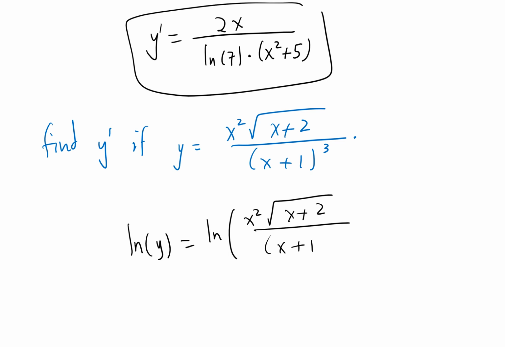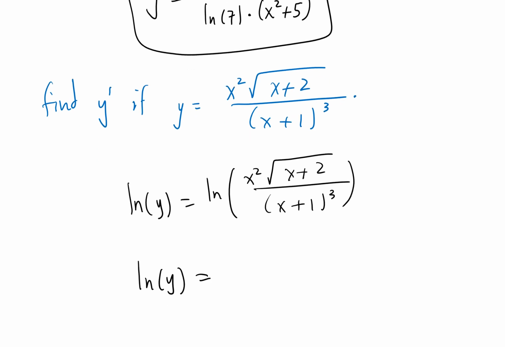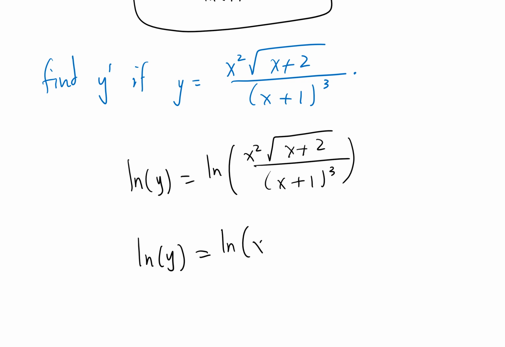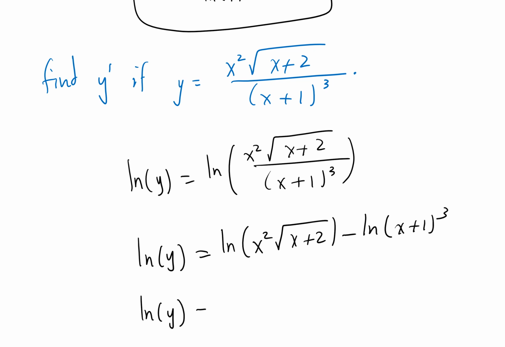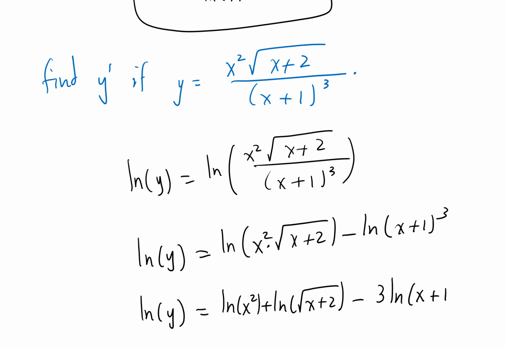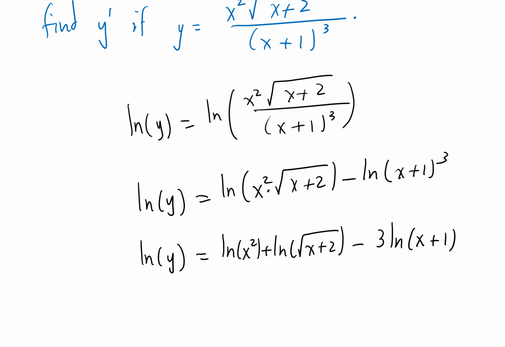For the left-hand side, nothing can be done, so we just bring it down. For the right-hand side, we do natural log of the top minus natural log of the bottom. Keep the left-hand side the same. Here, we do natural log of the first one plus natural log of the second one, minus, bring the 3 down. I'm doing all algebraic work, simplifying all these terms.